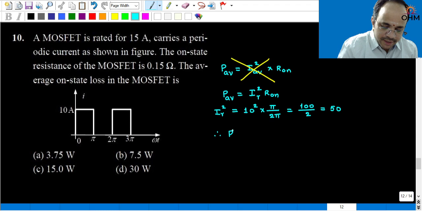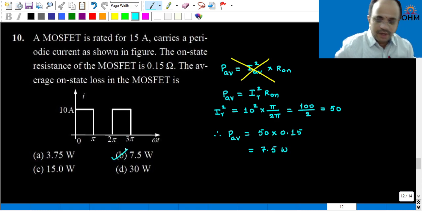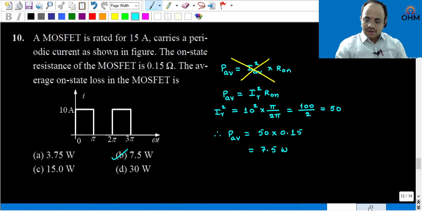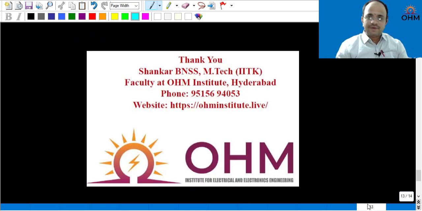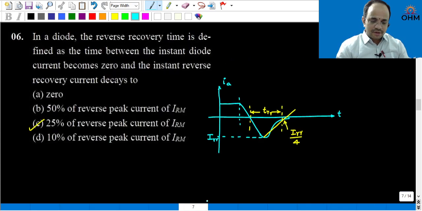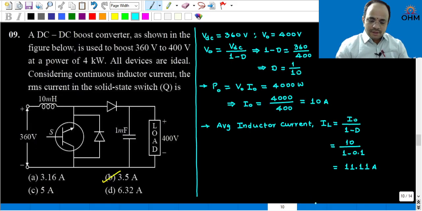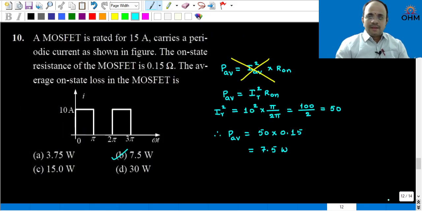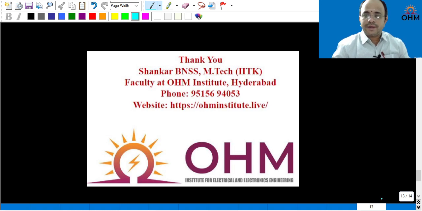Therefore, what is average power loss? I RMS square 50 multiplied with R on is given 0.15. This numerical value will come around 7.5 watt. 7.5 watt. So these are all the questions given from ISRO paper. So we discussed all the questions here.